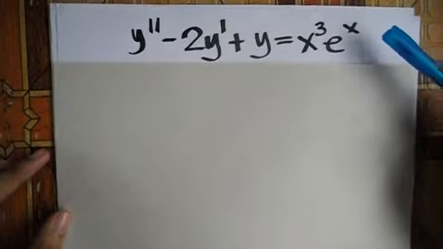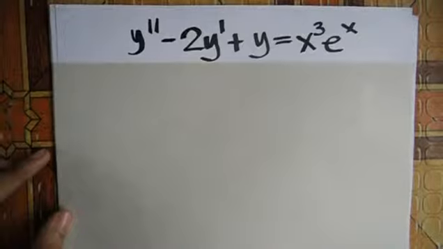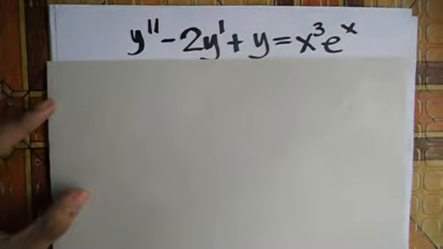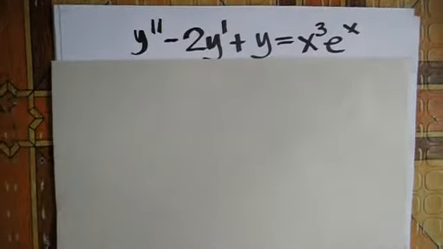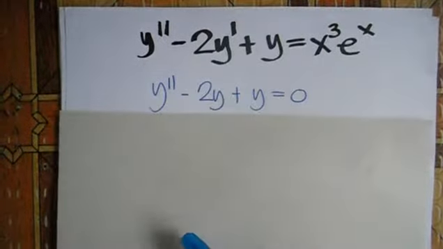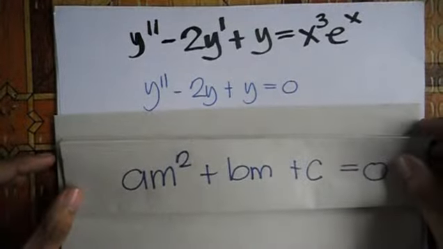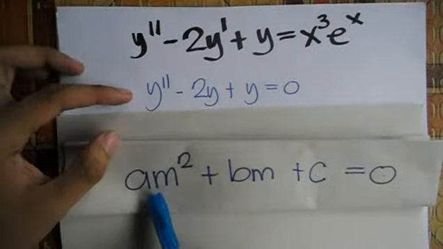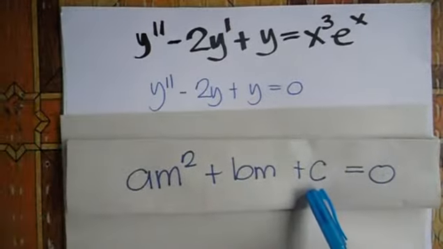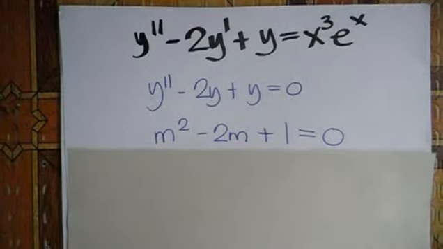In finding the complete solution for this equation, we first need to find the auxiliary equation for the homogeneous part of the equation. So we first equate this part of the equation to 0. It then becomes like this. In finding the auxiliary equation, we use this form where a is equal to 1, b is equal to -2, and c is equal to 1. So our auxiliary equation now becomes m squared minus 2m plus 1 is equal to 0.